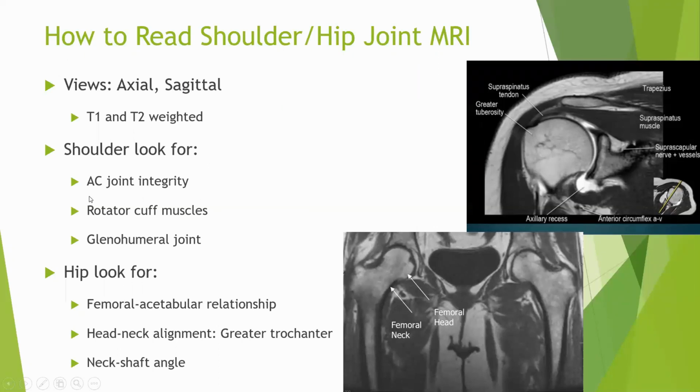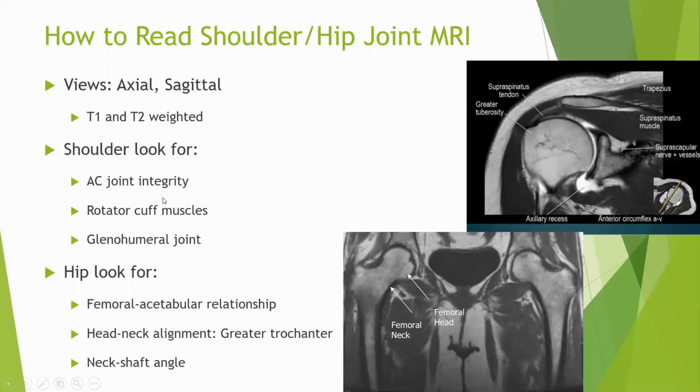Acromioclavicular joint integrity, right over here. Rotator cuff muscles, right under over here. And look at the supraspinatus muscle, right over here. Trapezius, as it is mentioned. You have your greater tuberosity over here. You have your supraspinatus tendon, a very, very important area, because there is bursa, bursitis, or there will be a tear. This area will be highlighted in a T2 weighted image, so be on the lookout in this area. Rotator cuff muscles and glenohumeral joint.